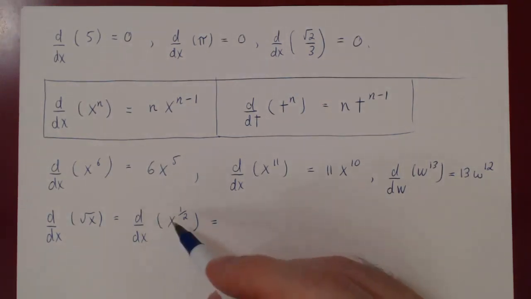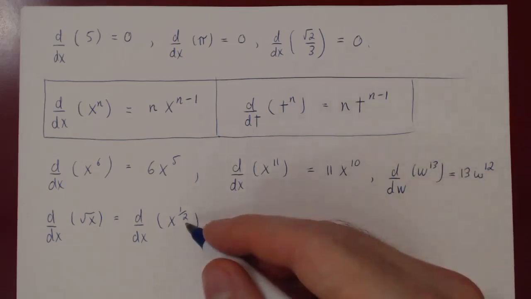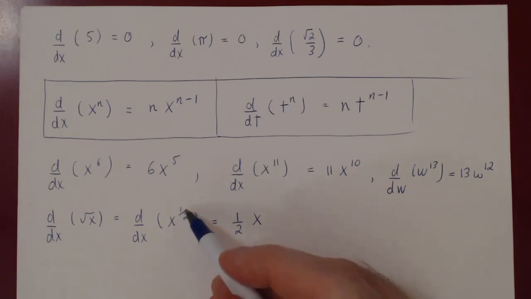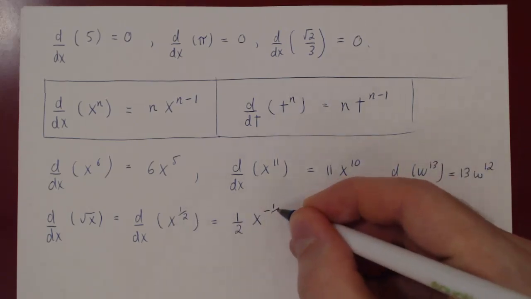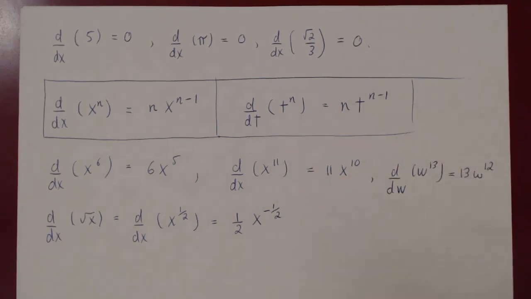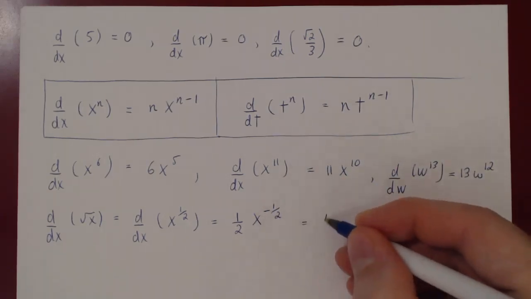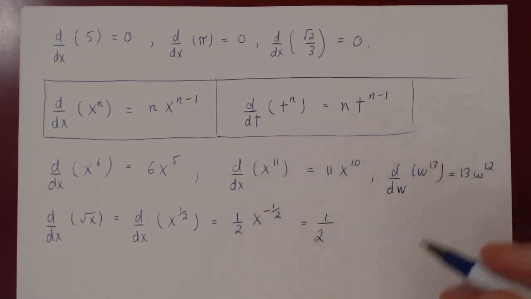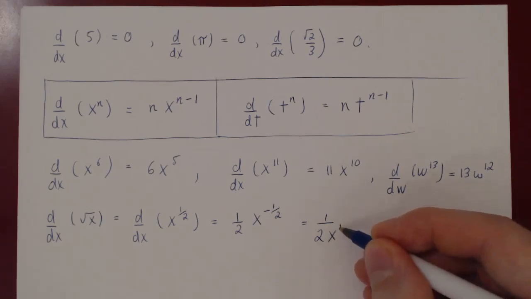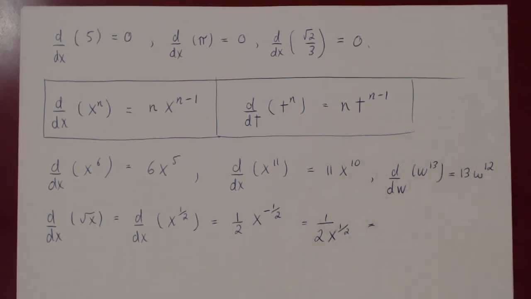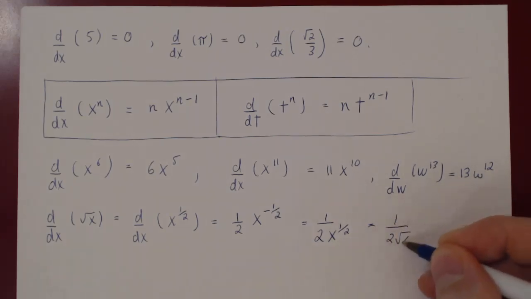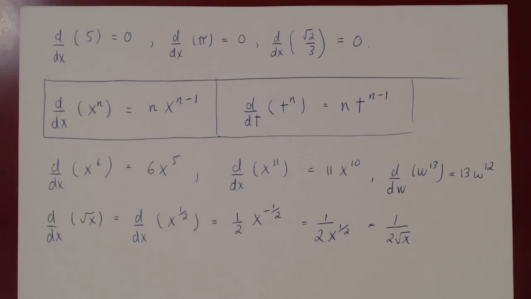We look at the derivative of x to a fixed power. The power rule says bring the power down, 1/2, x to the, subtract from the exponent 1, 1/2 minus 1, that's negative 1/2. And if you want, you can rewrite this as 1 over 2, and if you send the x to the negative 1/2 down, the power becomes positive 1/2, and a power of 1/2 is just root of x. So 1 over 2 root of x. Okay.